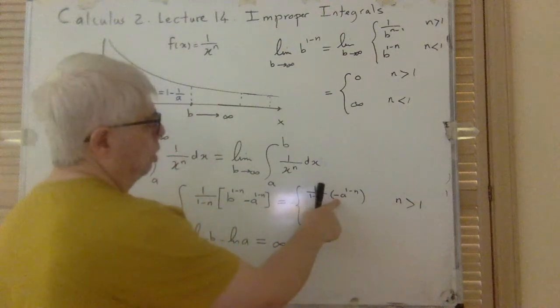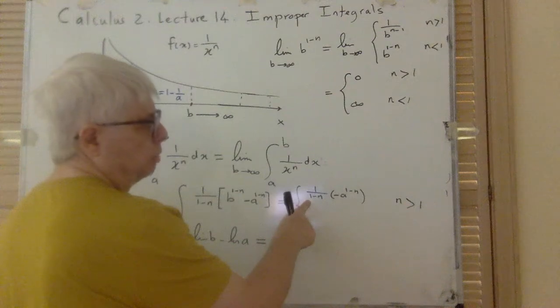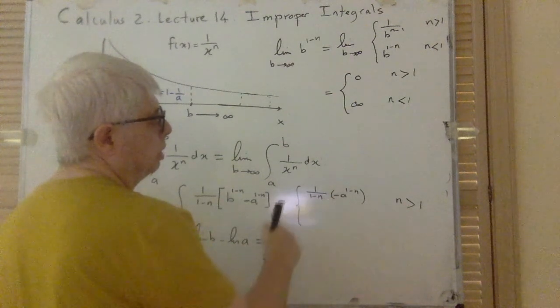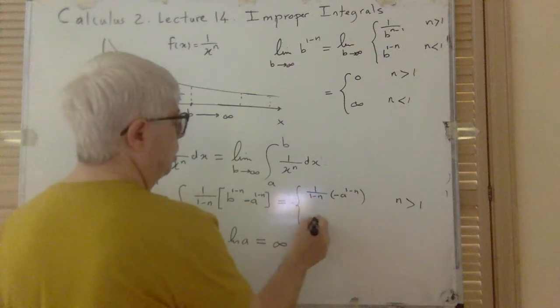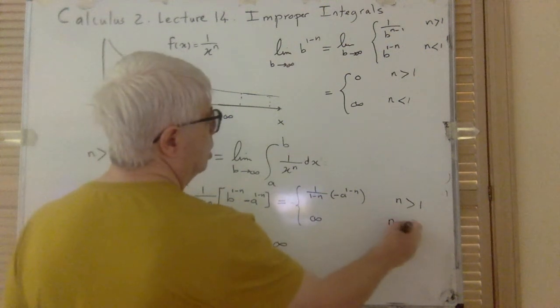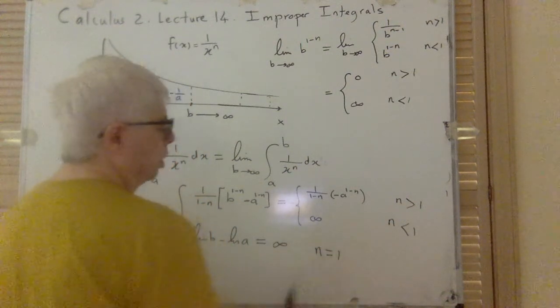And look, you might say, well, how come this is negative? No, it's not negative. 1 minus n is negative itself, so a negative here, they cancel out. We get a positive number. The other one is infinite when n is less than 1, and this case is n equal to 1.